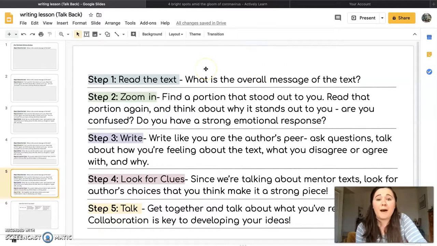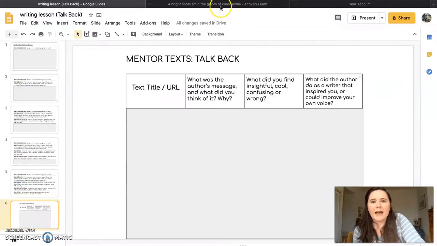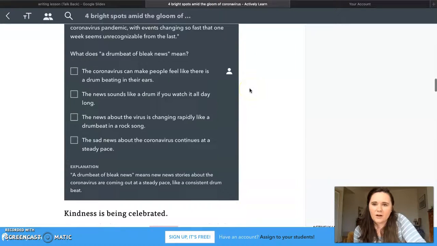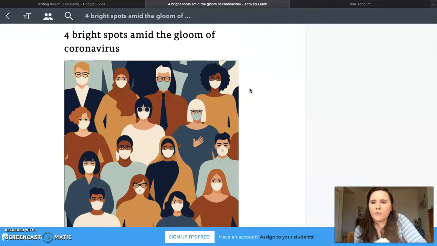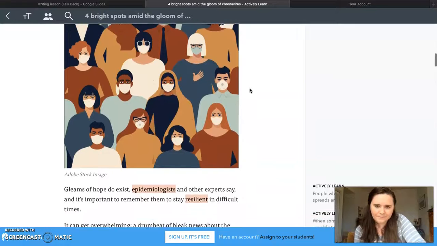So now I'm going to model this process for you. I know that I want to create a web page or an interactive blog post, something like that. And I know that I want to do it about the coronavirus because that's a very relevant topic and I'm very interested in it. So I found this interactive article that I think could be really helpful for me. It's called The 4 Bright Spots Amid the Gloom of Coronavirus.